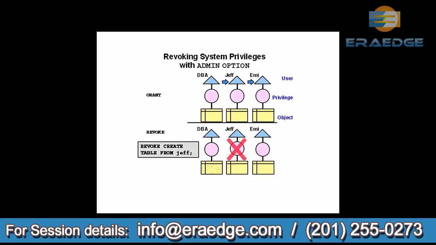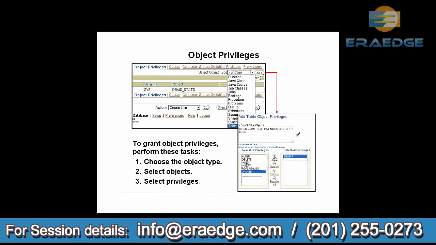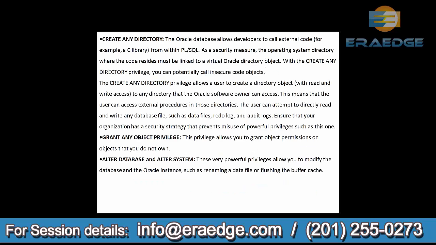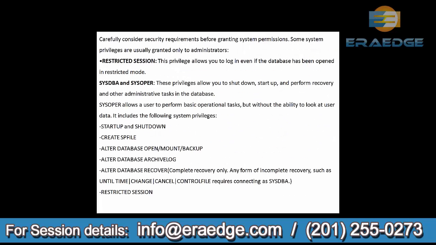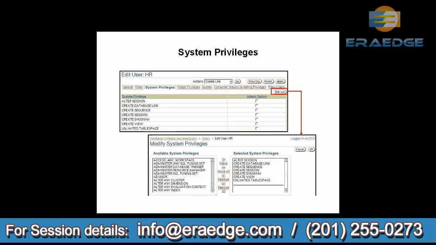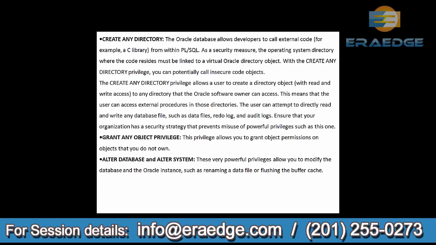Okay. Right. Next, you have revoking system privileges with admin option. Now, each object has an admin option when you are trying to give that particular privilege. If you can see in system privilege here, let me just show you. Can you see the admin option checkbox on the right hand side? For each system privilege that you have selected, you have an admin option, right? You can check that box.